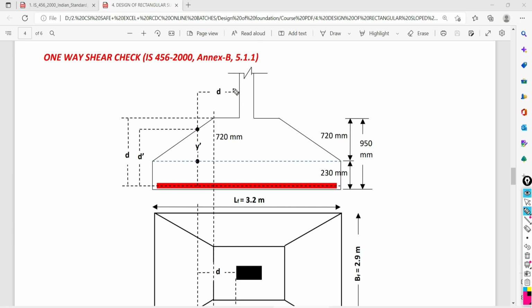So when you come to this section, the problem is what? If you are going to do any checks at the face of your column, we know the overall depth of the foundation at this level is 950 mm. But when you come to this section, it is very difficult to know how much effective depth is available. So for finding the effective depth at this critical section, we need to go through some geometrical calculation, some mathematical equations, to find out how much effective depth is available at this critical section.